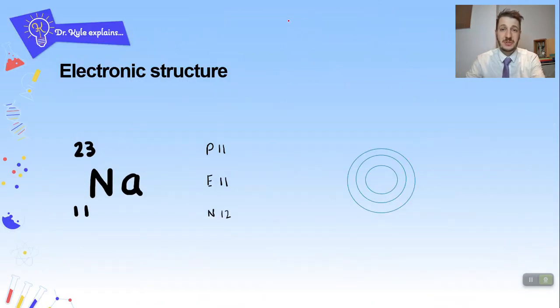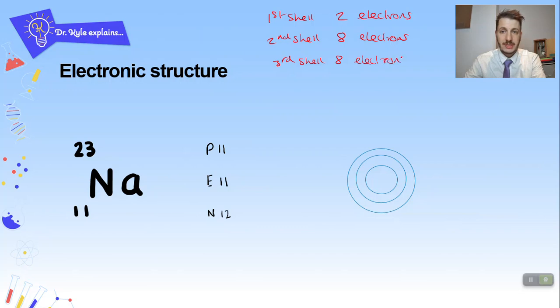Okay, so first of all, we're just going to quickly go through some rules on how to draw your electronic structure. So in the first shell, you can draw up to 2 electrons. In the second shell, you can draw up to 8 electrons. In the third shell, you can draw again up to 8 electrons. And in the fourth shell, you can draw up to 18 electrons.